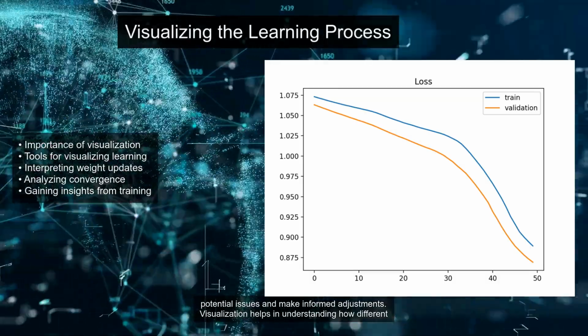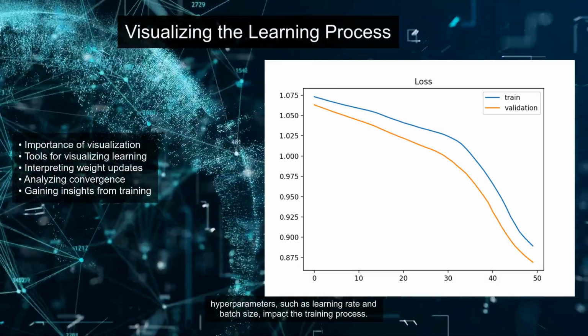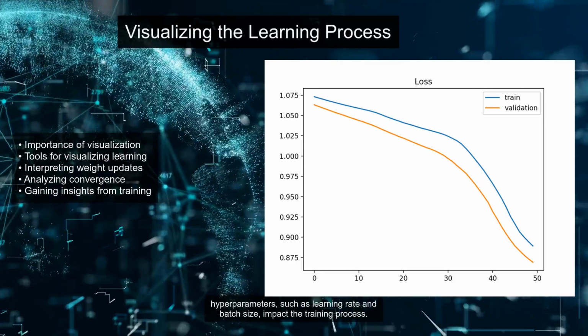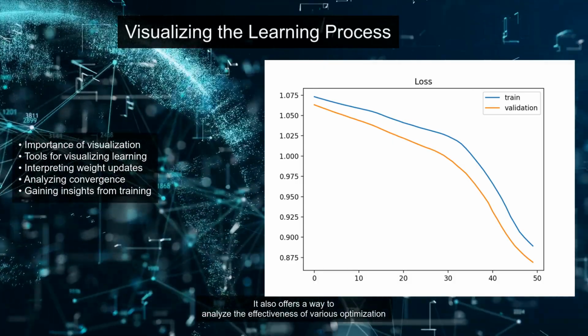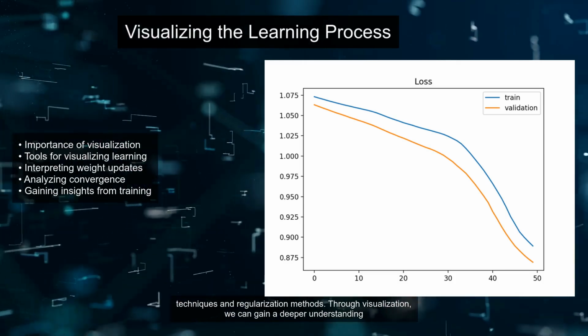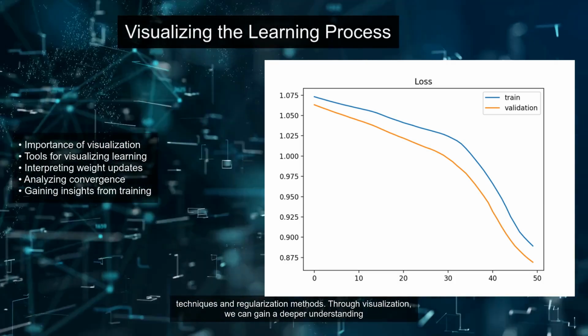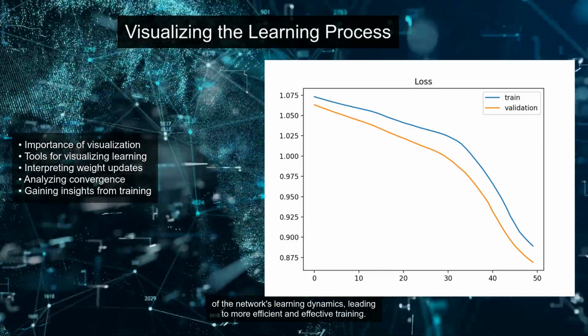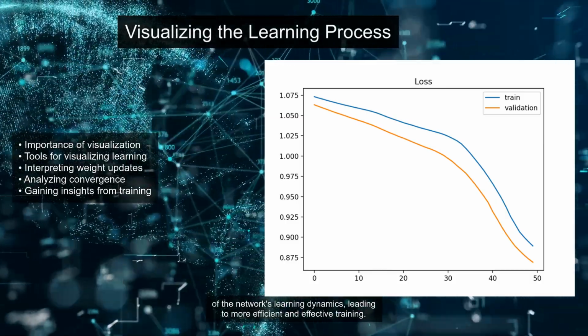Visualization helps in understanding how different hyperparameters, such as learning rate and batch size, impact the training process. It also offers a way to analyze the effectiveness of various optimization techniques and regularization methods. Through visualization, we can gain a deeper understanding of the network's learning dynamics, leading to more efficient and effective training.